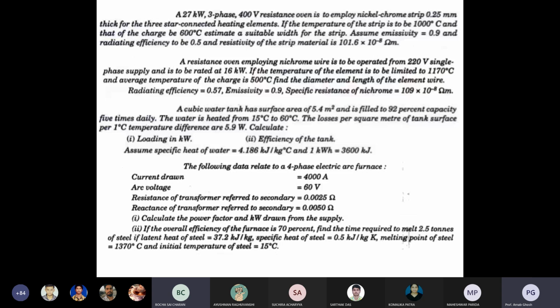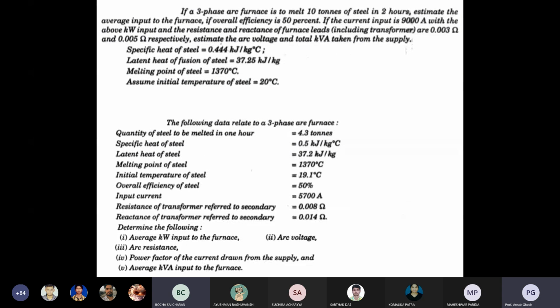Some numerical problems are there. Please note them down or take a snapshot. These two numericals, try to solve them at home. Take a snap of them. Some more numericals are also given here. You need to put in the formula and solve them.